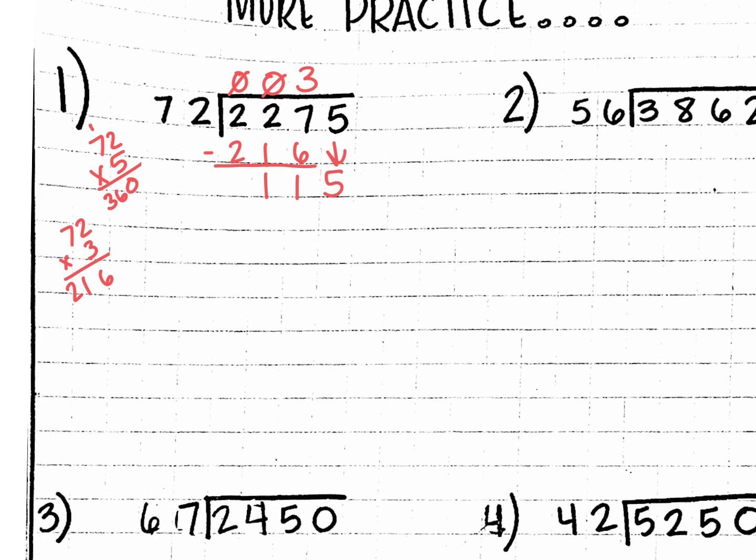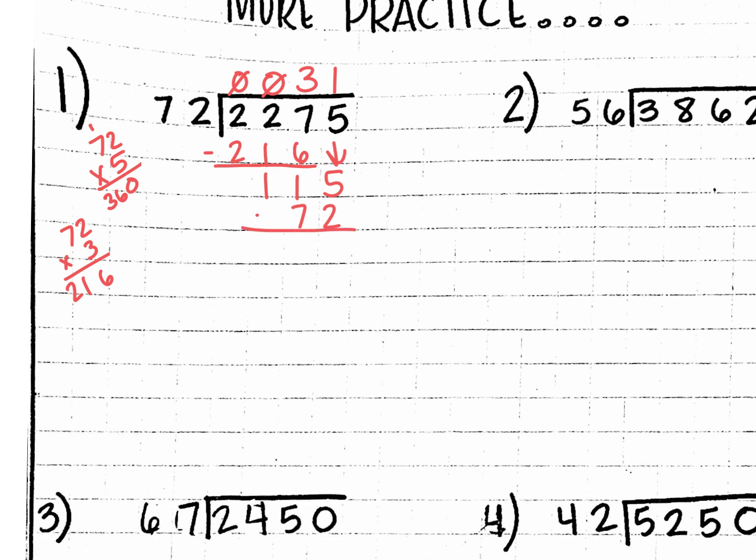Now, if I think about this for a minute, I already know 72 times 3 is 216, so that's way too much. If I did 72 times 2, I'm doubling it. Okay, so there'd be like 2 72s. That's too much. So what do I put in my quotient? If 2 is too much, what goes in my quotient? 1 right here.